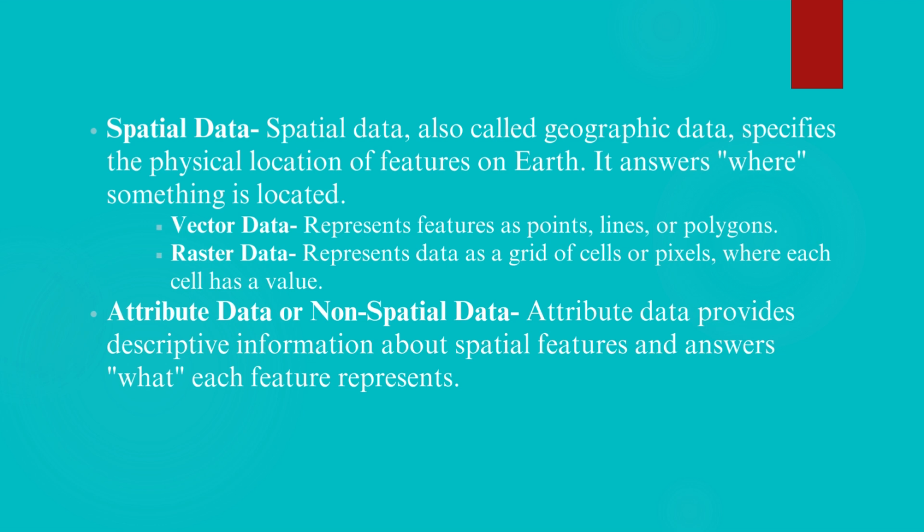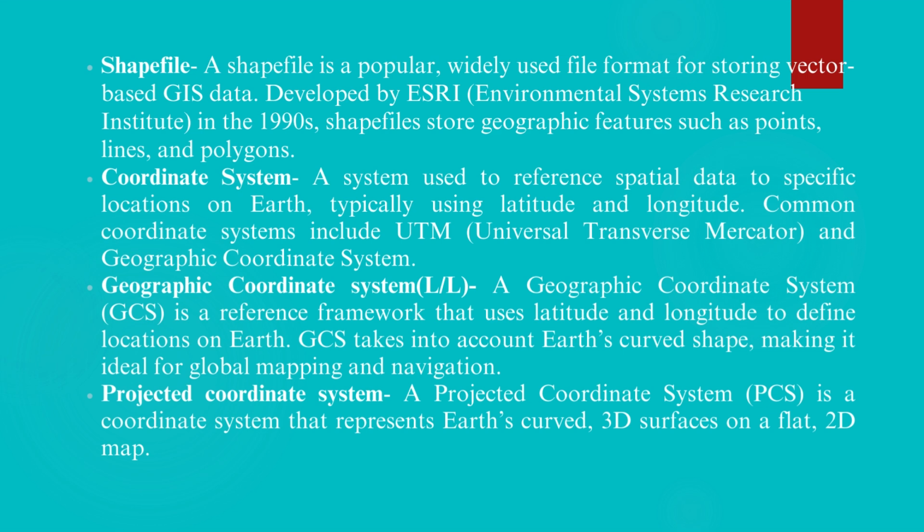Attribute data or non-spatial data. Attribute data provides descriptive information about spatial features and answers what each feature represents. In simple words, spatial data shows a location and attribute data shows details. Now, what is shapefile? A shapefile is a very common file format used in GIS. Developed by ESRI, Environmental Systems Research Institute, in the 1990s, it stores vector data like points, lines, and polygons.